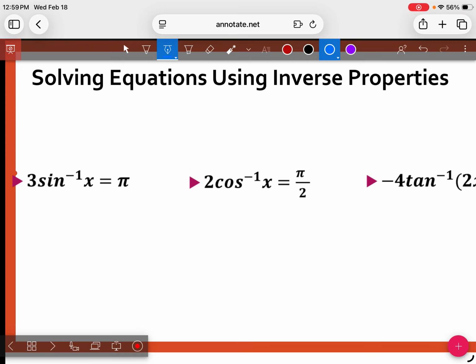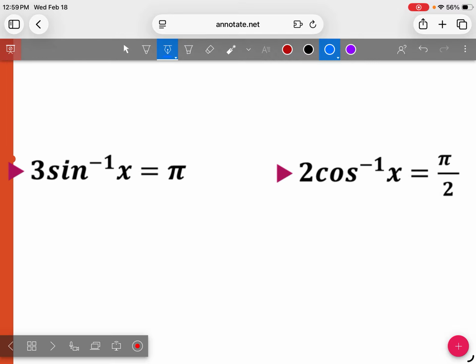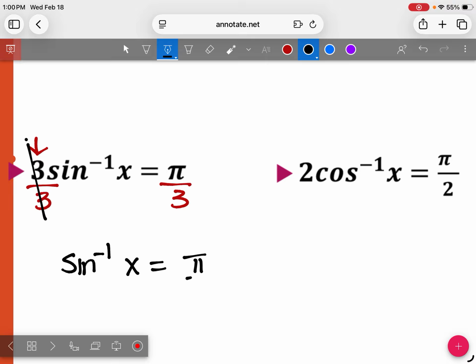All right, what do you think my first step is going to be to solve this first one here? How do I get rid of a 3? Yep, you see, that's being multiplied. The opposite of multiplication is division. So let's divide both sides by 3. So I have the inverse sine of x equals pi over 3.